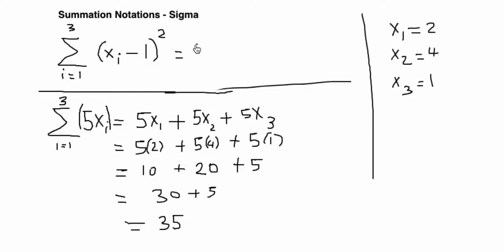So the first term here would be x sub 1 minus 1, quantity squared, plus, now the second term is x sub 2 minus 1, again quantity squared, and the last term is x sub 3 minus 1, and then quantity squared.